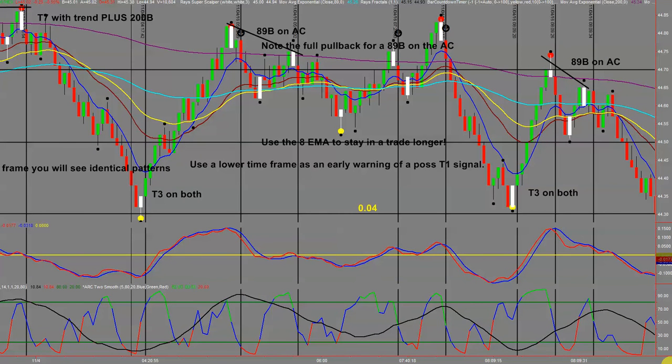Now, as always, go back and do your own back testing, traders. Go back and mark them up. It won't take you too long, and trade them in demo before you go live. But as an example, you can see here a T3, as a reminder, is where you see price action gapping away from the 8 EMA.